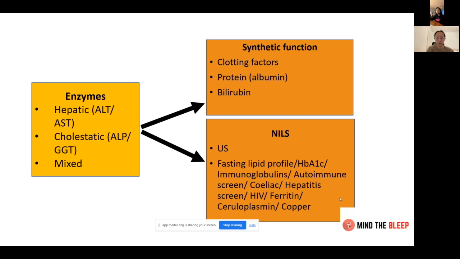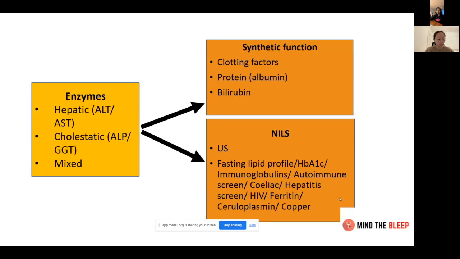And then, someone who has deranged liver function tests, it could be due to metabolic syndrome. So you do fasting lipid profile or HbA1c. And then there's autoimmune conditions. So you do immunoglobulins, autoimmune screen, and the celiac screen. And then there's infection. So you check hepatitis screen, HIV screen. And then things like haemochromatosis.